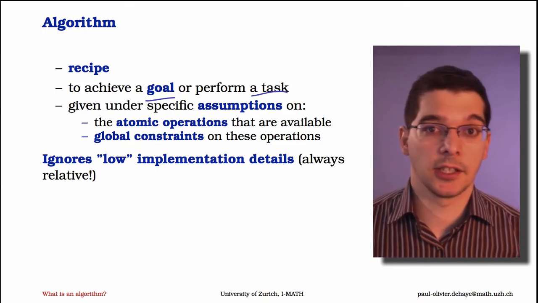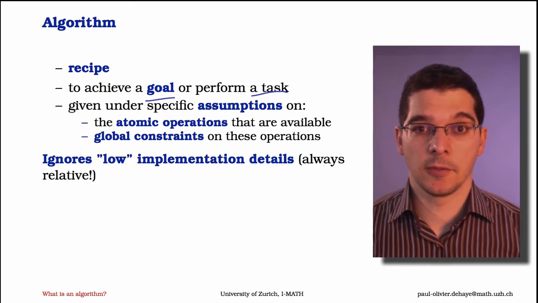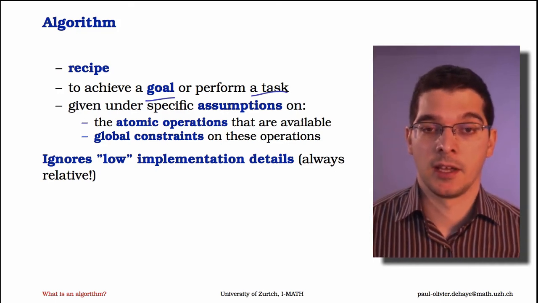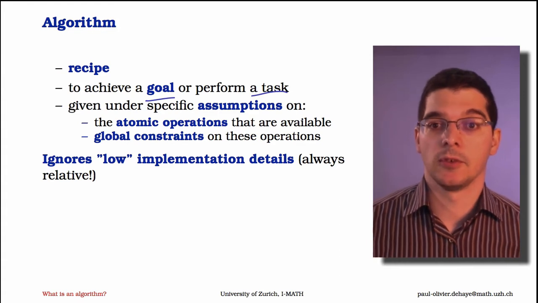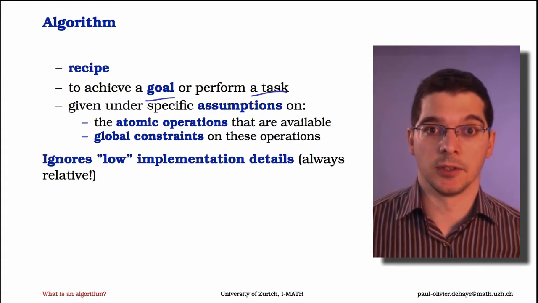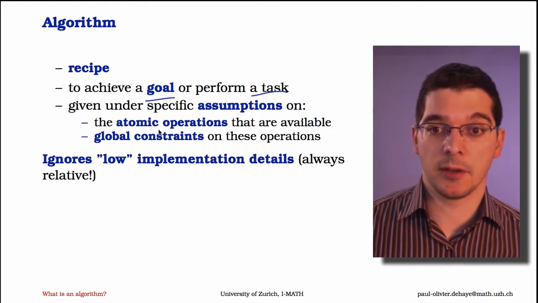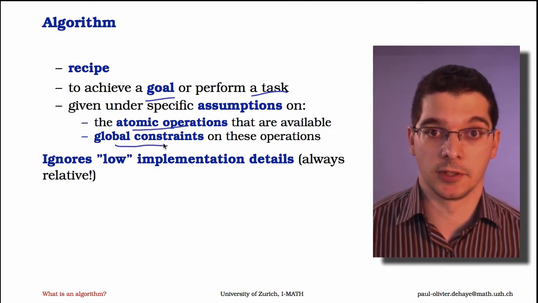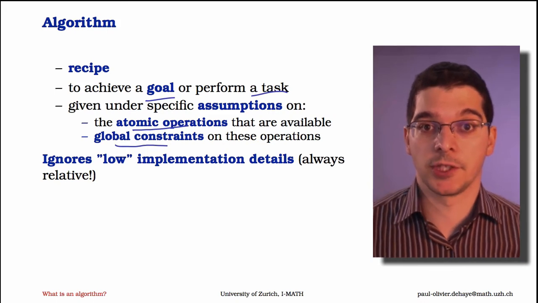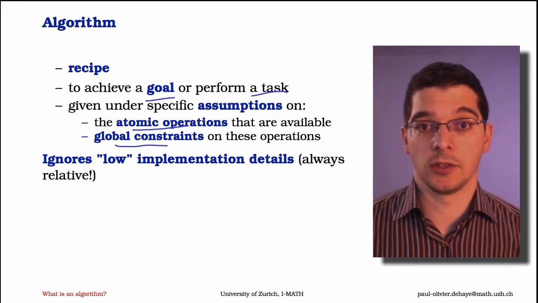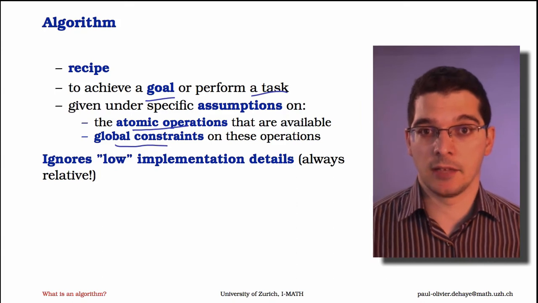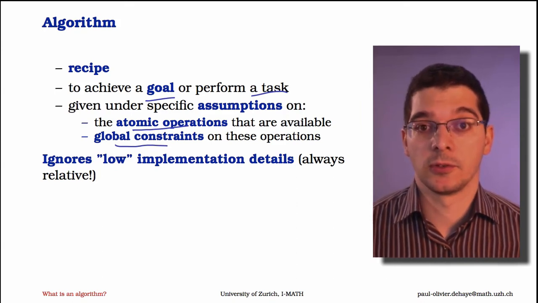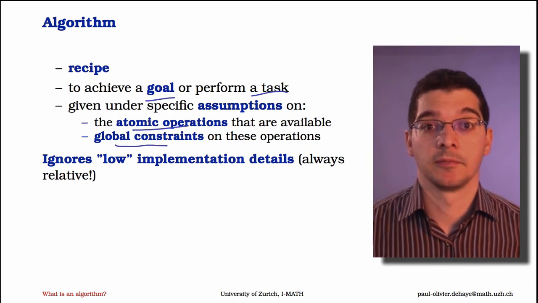Okay, but that's essentially an informal algorithm, an algorithm where you're not completely specifying certain things. So an algorithm becomes formal if you're making some specific assumptions on what? On the atomic operations that are available and on the global constraints on those operations. So basically, you have some operations that are available to you that you can use in your algorithm, operations that can be broken down into smaller pieces, and you're using those to explain what your algorithm does.